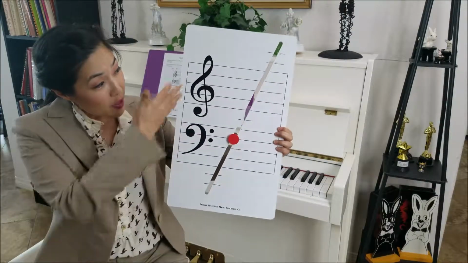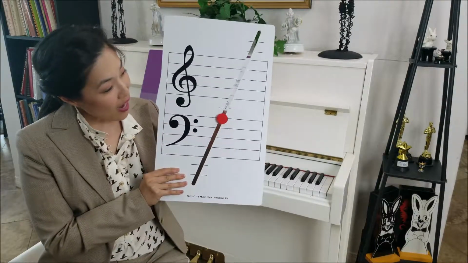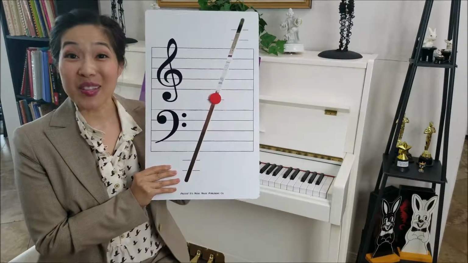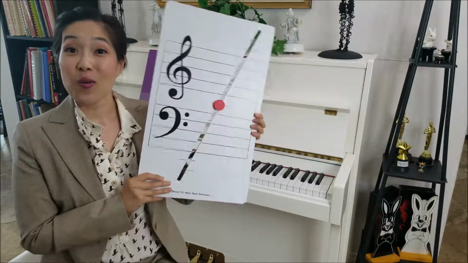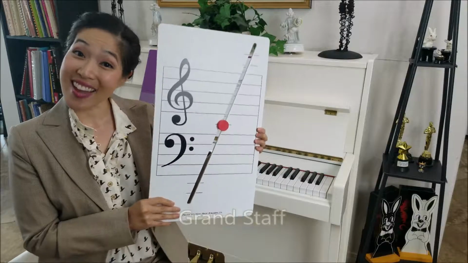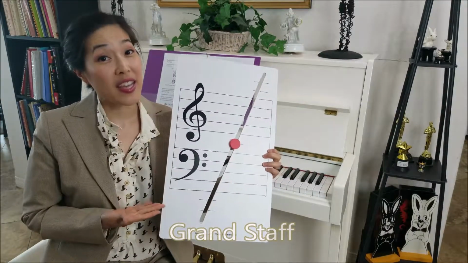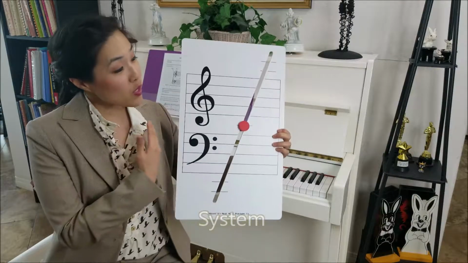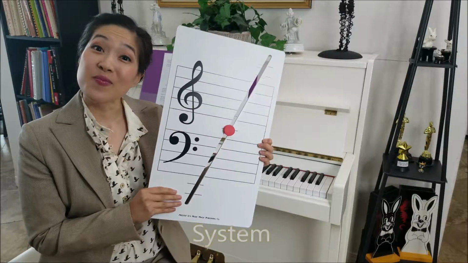So when we put the treble clef and the bass clef together like this, and they're connected by middle C, see that? It's in the middle there and it connects them both. We call this the grand staff. Another name that we use for grand staff is system. So in music, if you see a grand staff like that, you might also call it a system.